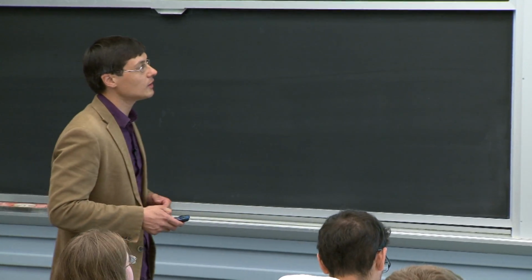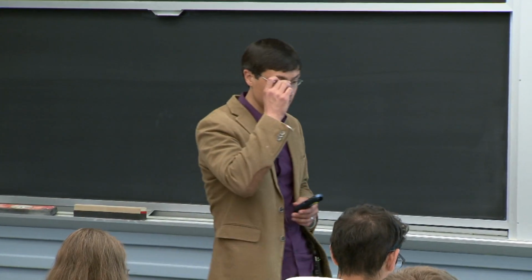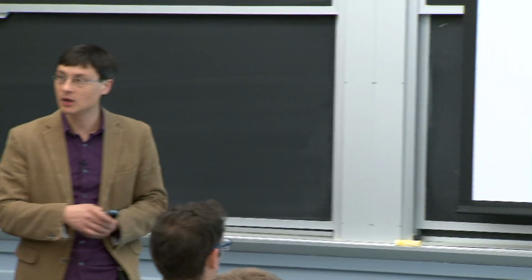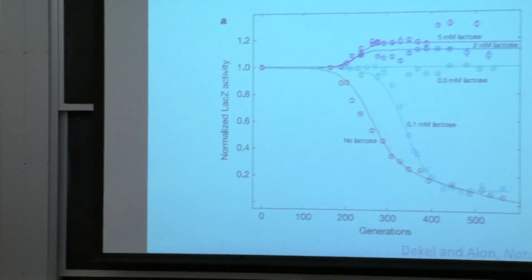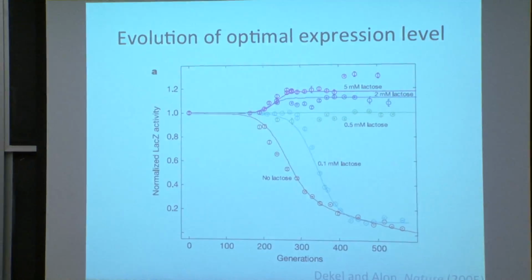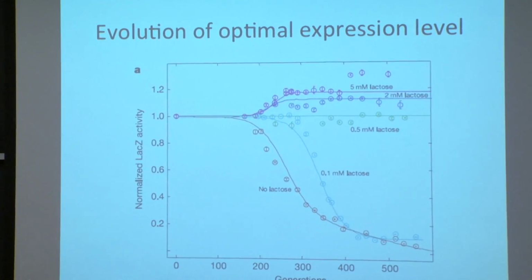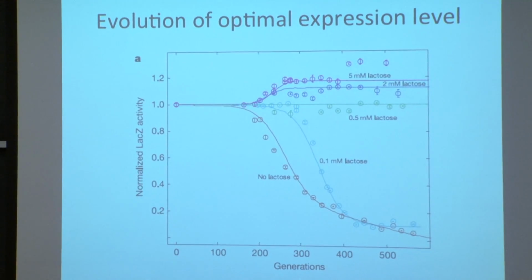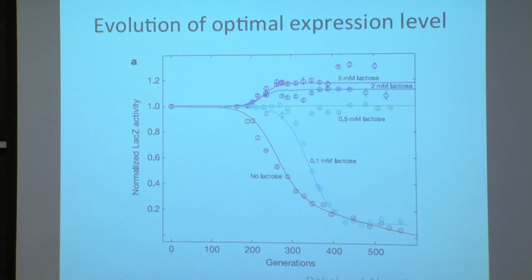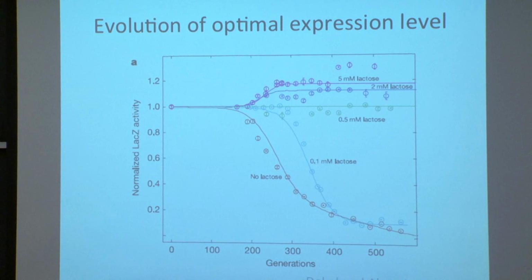All right, so the first example that we're going to give is actually another paper from Uri Alon's group, where he showed that there's a very fundamental sense in which cells, through the evolutionary process, are implementing a cost-benefit analysis. And the question that he asked here is that if you take an E. coli cell and you put it in different concentrations of the sugar lactose, right?